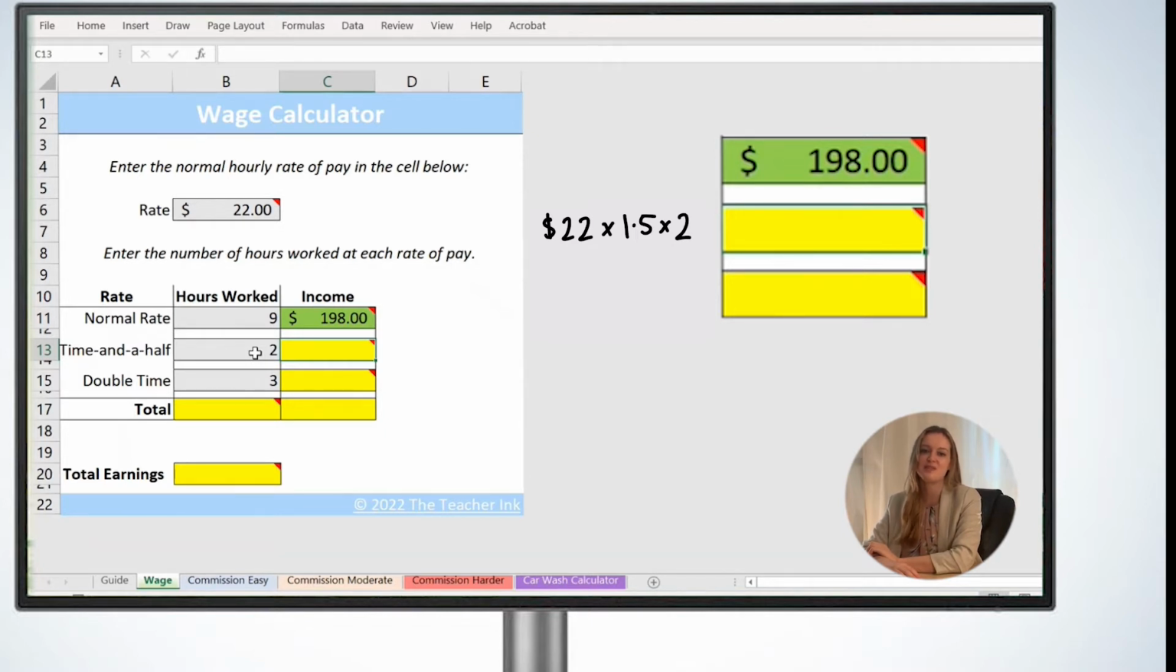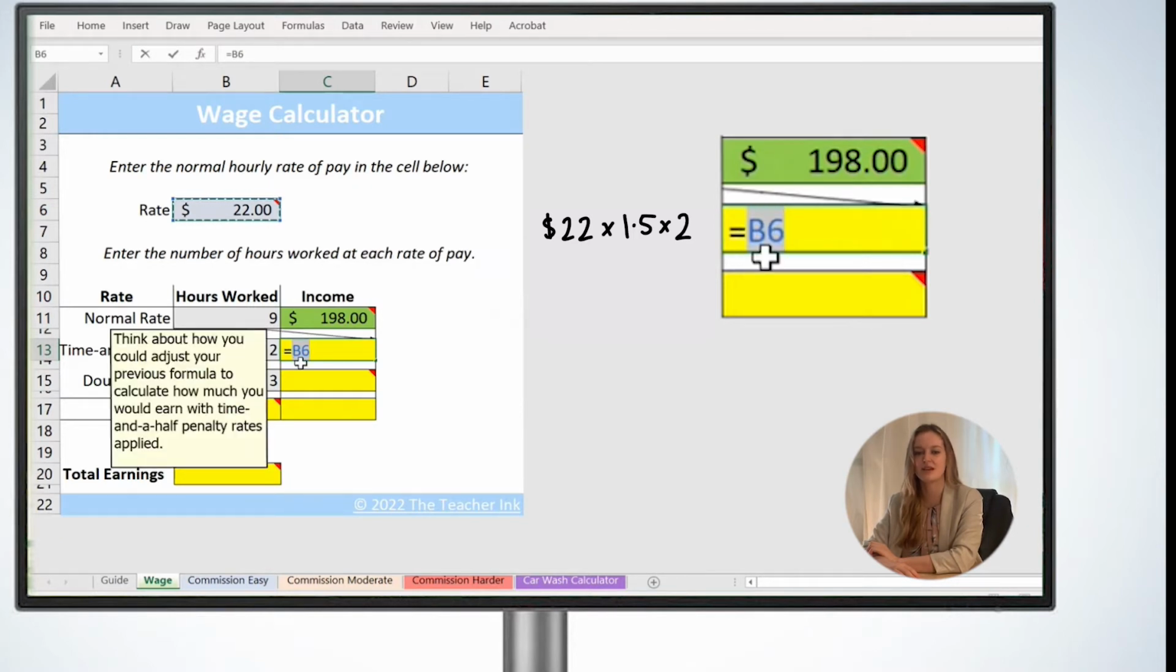Now to save us some time finding cell references and typing them in, I'm going to show you a shortcut. Type the equal sign to indicate that we're constructing a formula. Here's where the shortcut comes in. Instead of typing B6, we'll just click on the cell we want to reference. You can see how it comes up with the reference of its own.